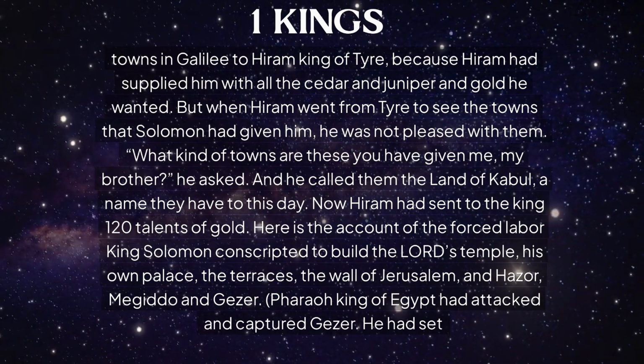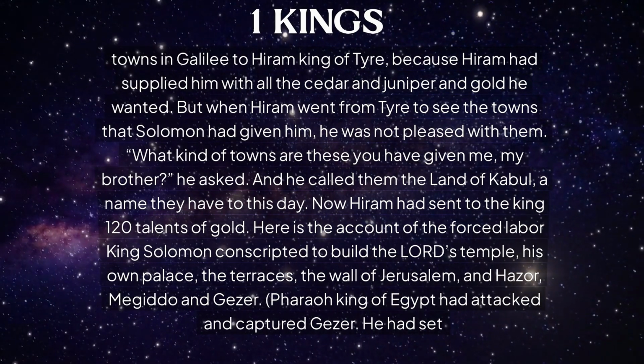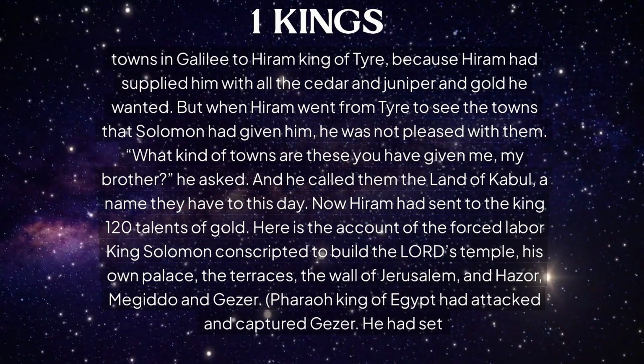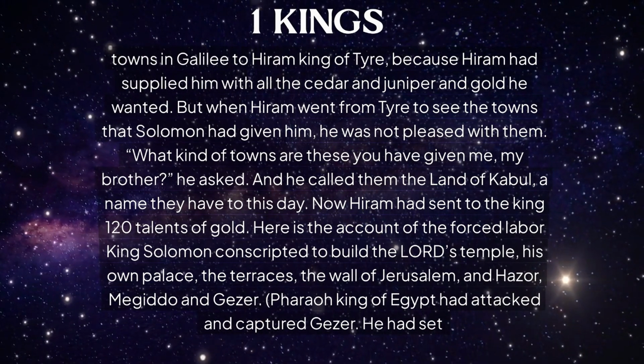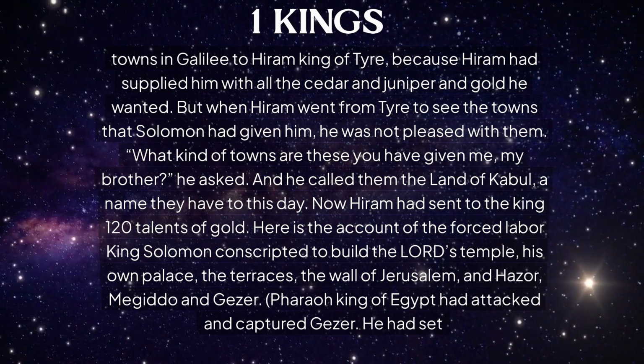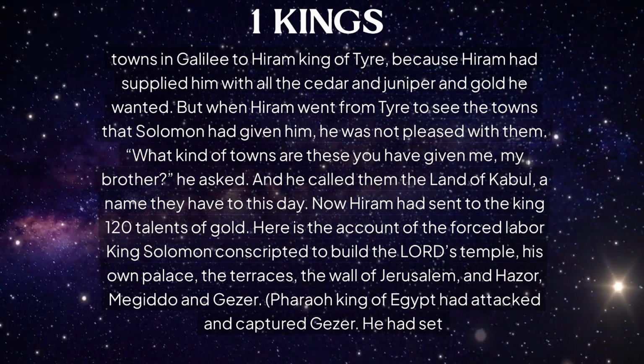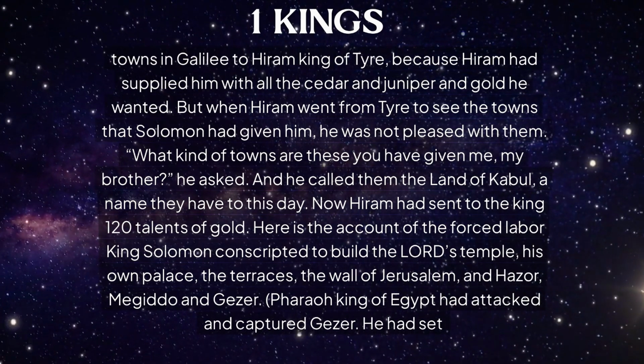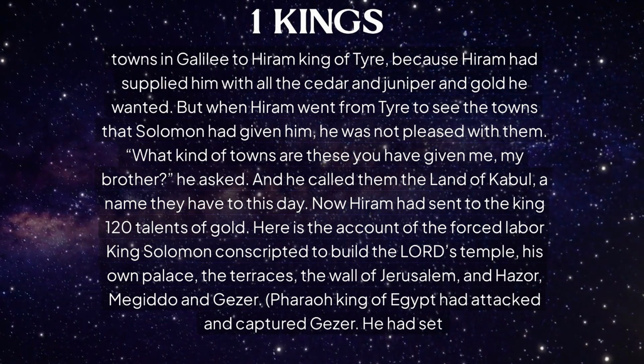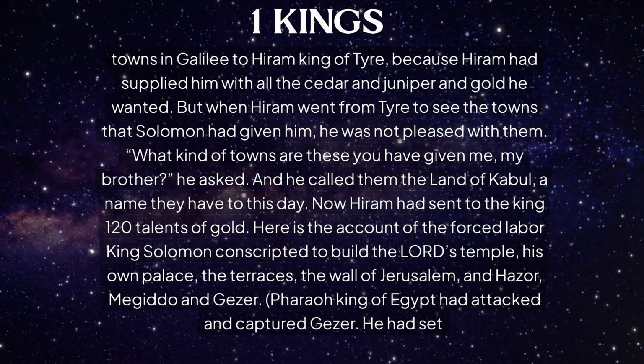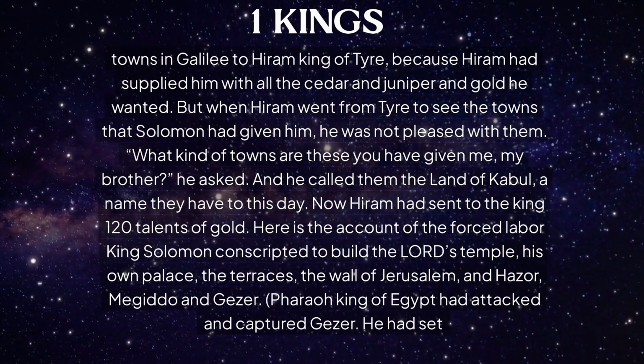But when Hiram went from Tyre to see the towns that Solomon had given him, he was not pleased with them. What kind of towns are these you have given me, my brother? he asked. And he called them the land of Kabul, a name they have to this day. Now Hiram had sent to the king 120 talents of gold.